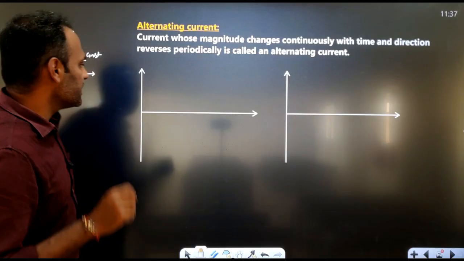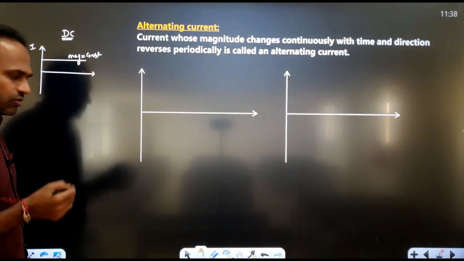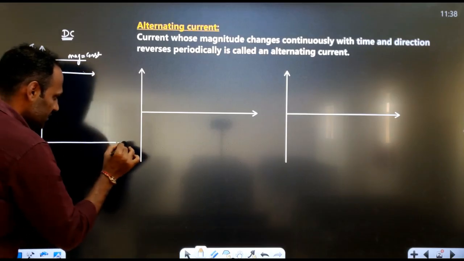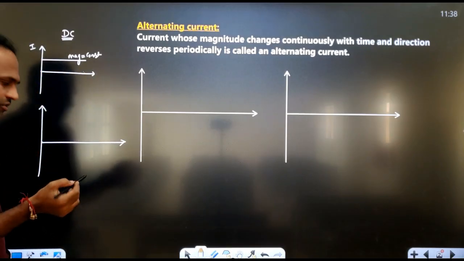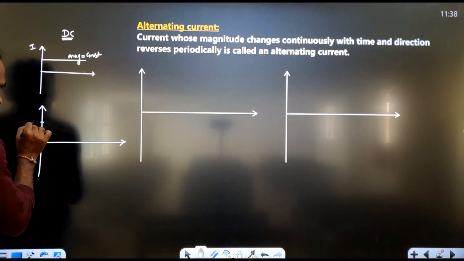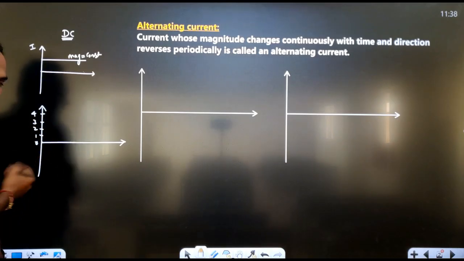What about AC? In AC the magnitude changes and the direction changes. See, why do we say magnitude changes continuously? AC means the current whose magnitude changes continuously. See, let me say this is 0 ampere, 1 ampere, 2 ampere, 3 ampere, 4 ampere. Like this the current is there.